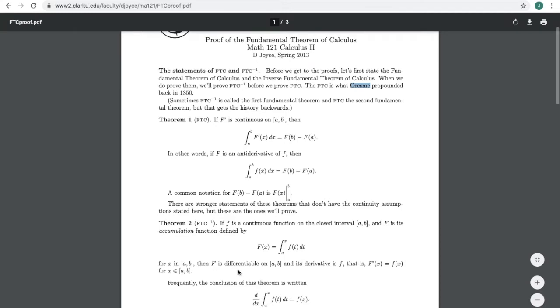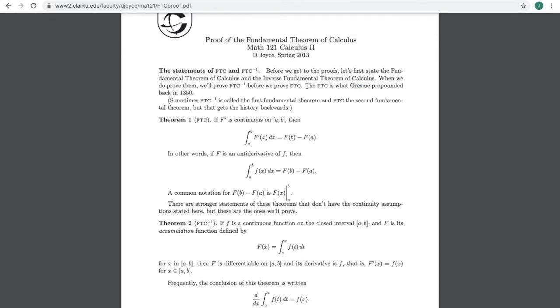Now, the reason they're doing this seems to be because of what some person named Oresme did back in 1350. But I don't really know about this. I'm not convinced. So Joyce is saying that because of what Oresme wrote in 1350, Wikipedia is getting the history backwards. I've looked a bit at what Oresme wrote, and I'm not convinced that this justifies what Joyce is saying.